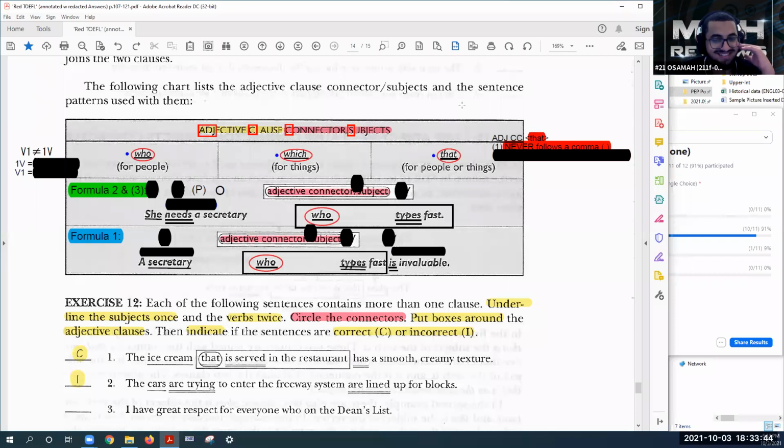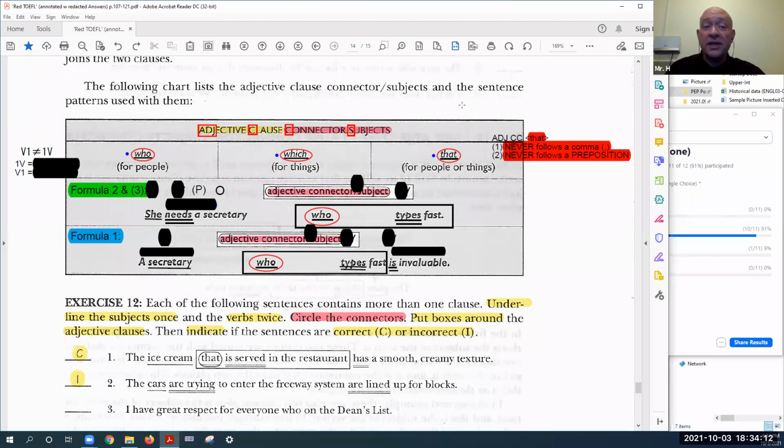Can you read it? Read it, Osama. That never follows a comma. When you have a comma, if you put comma that, this is a mistake. It's wrong. You lose marks in TOEFL. And there is a second rule. Does anybody know the second one? So that never follows a comma, and preposition. Can you read that? Never follows a preposition. It never follows a preposition.